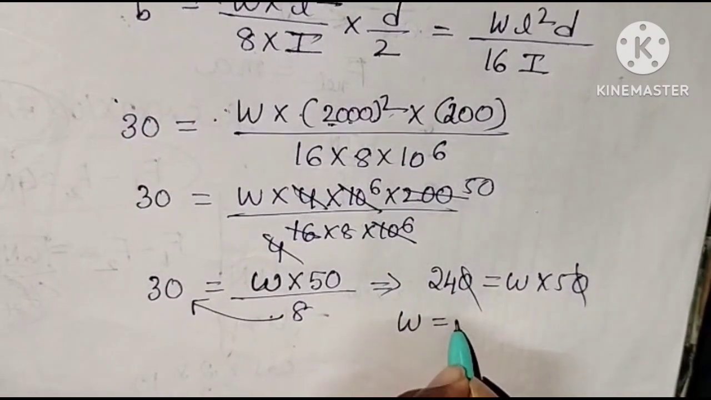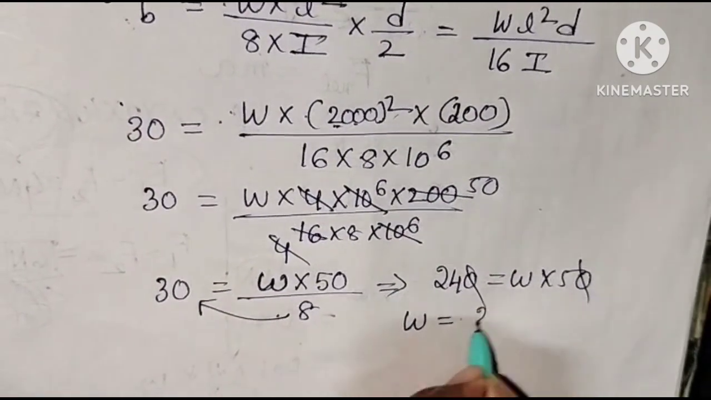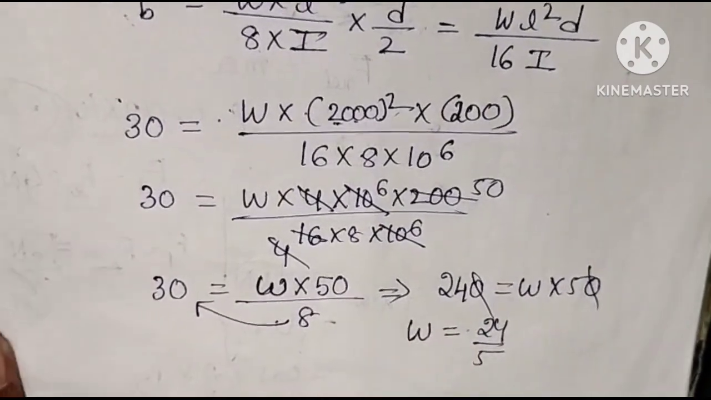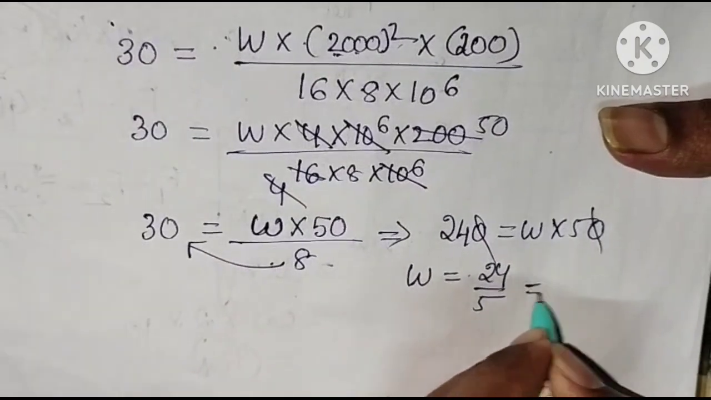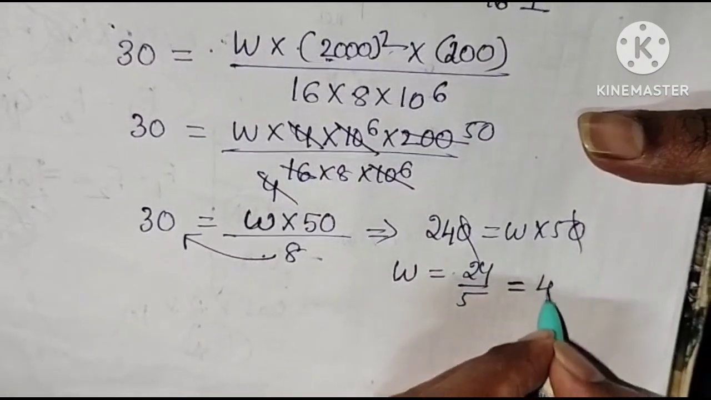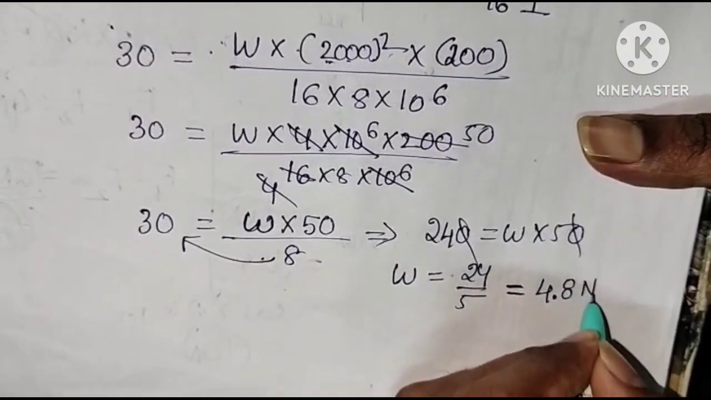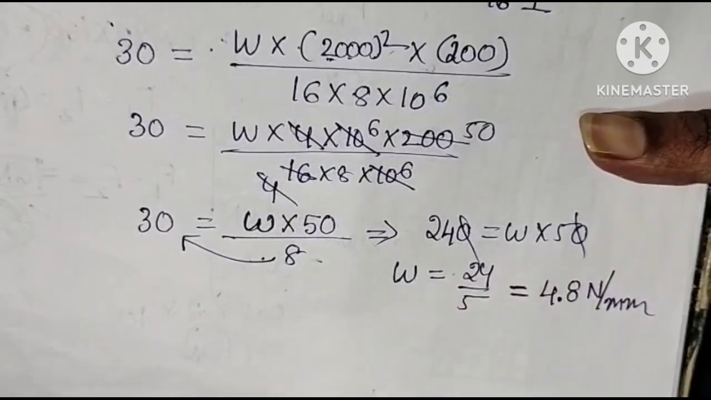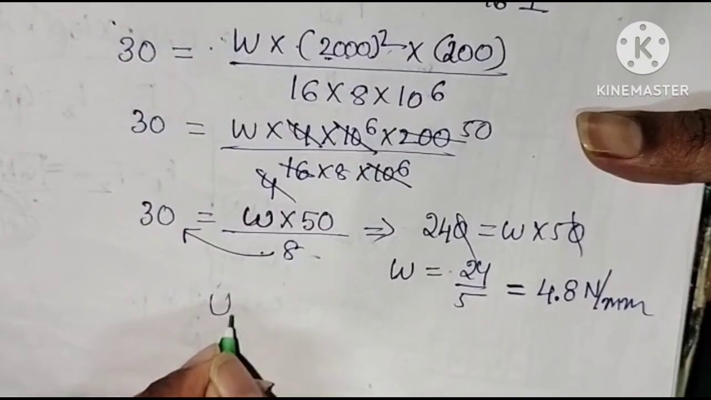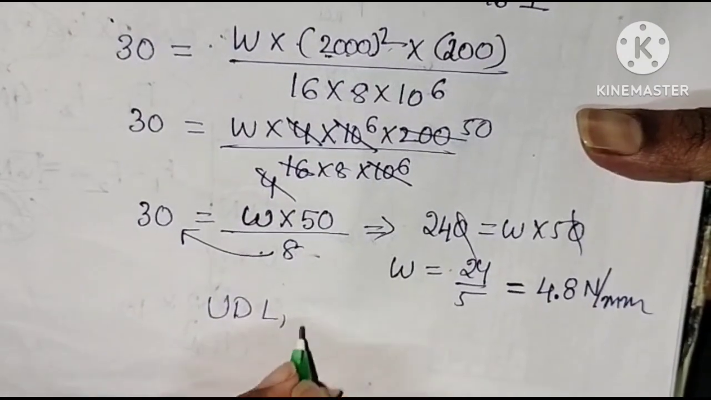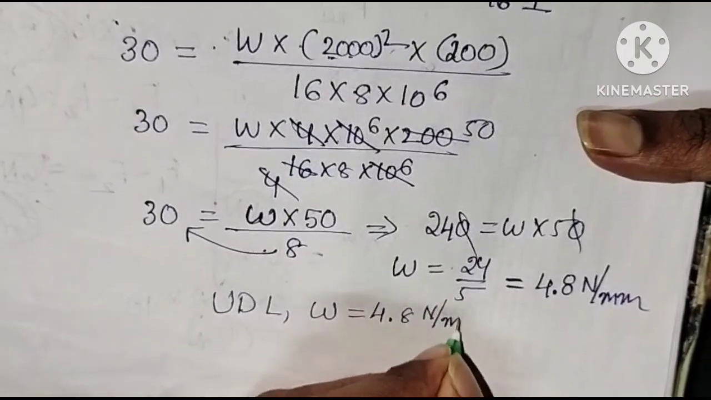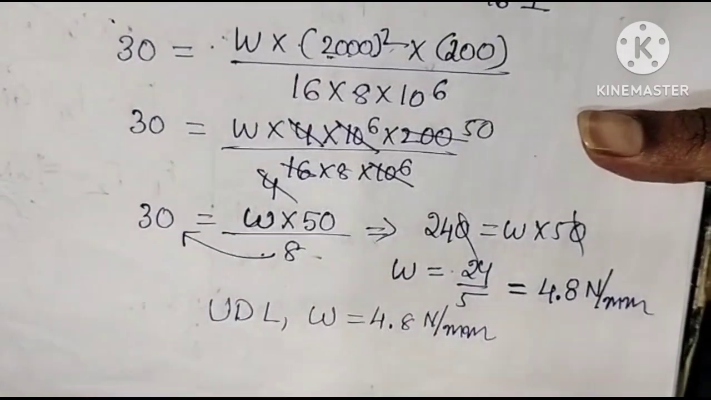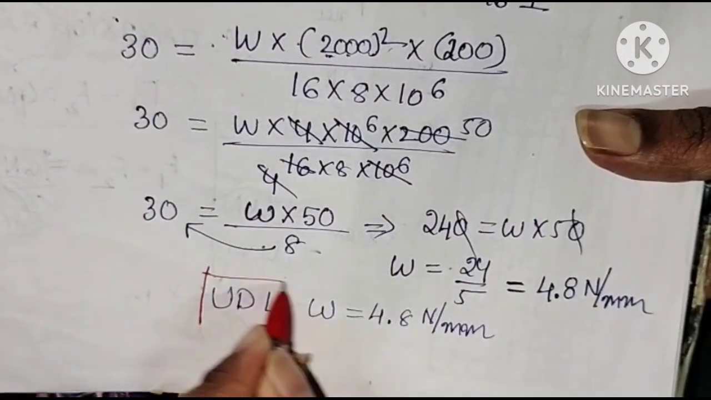Now the UDL W, uniformly distributed load, W equal to 24 by 5. Now calculate 24 by 5. It is 4.8 Newton per mm. So therefore the uniformly distributed load is W equal to 4.8 Newton per mm. So this is the final answer.